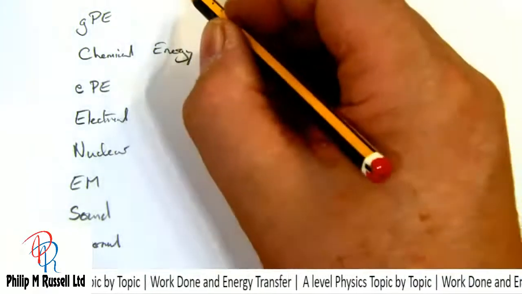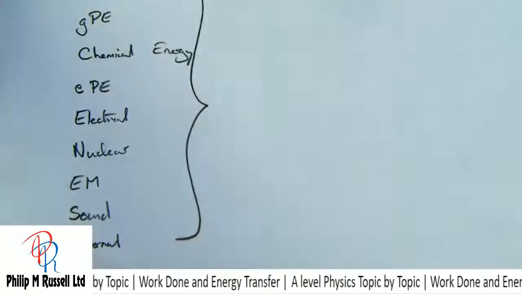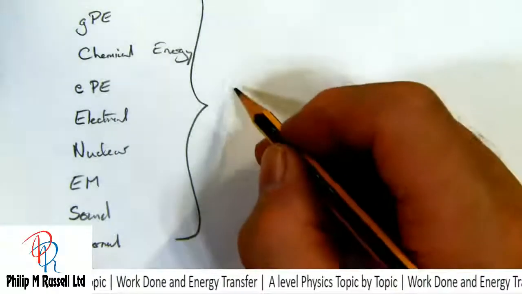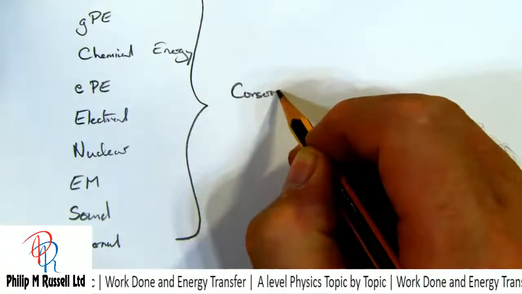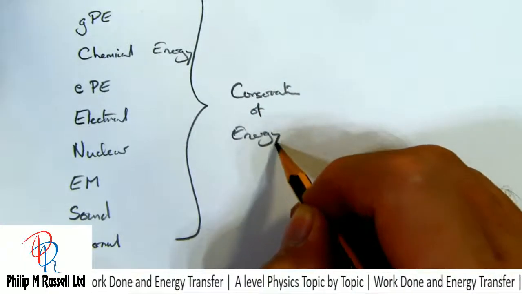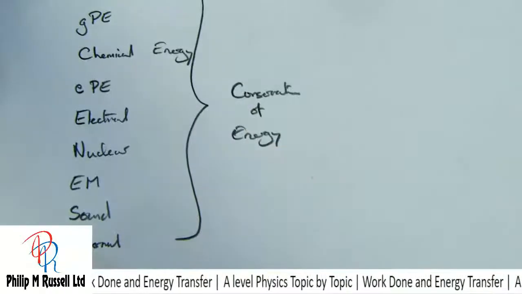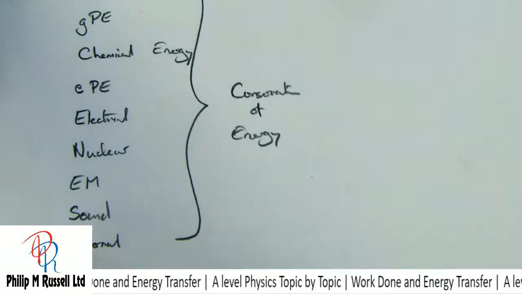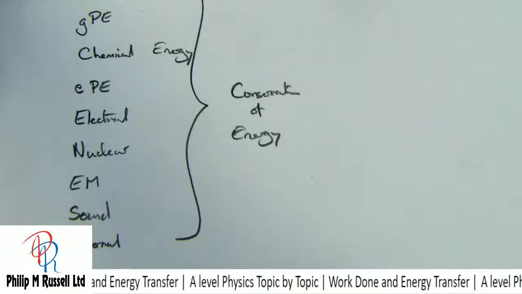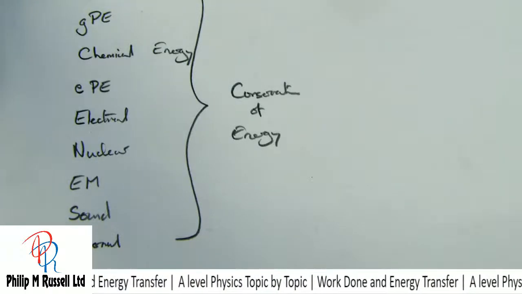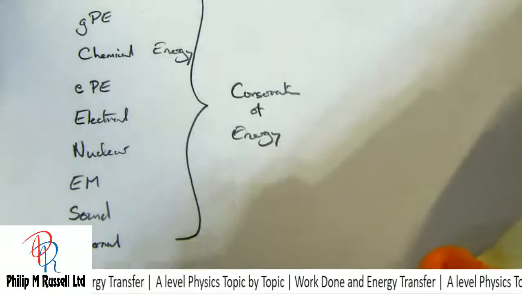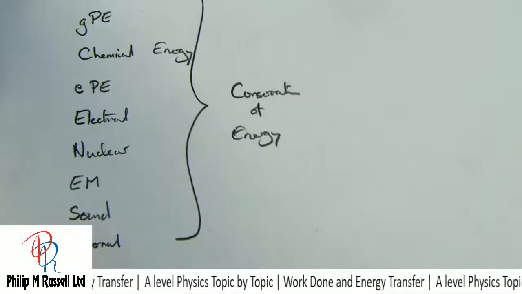But regardless of the type of energy, they all follow this principle of the conservation of energy. The fact that we can convert energy from one form to another, and if we've got a closed system, energy can never be created or destroyed. It merely can be turned from one form to another.